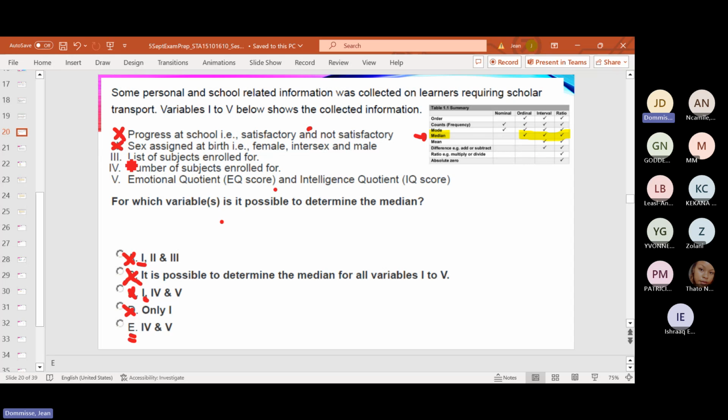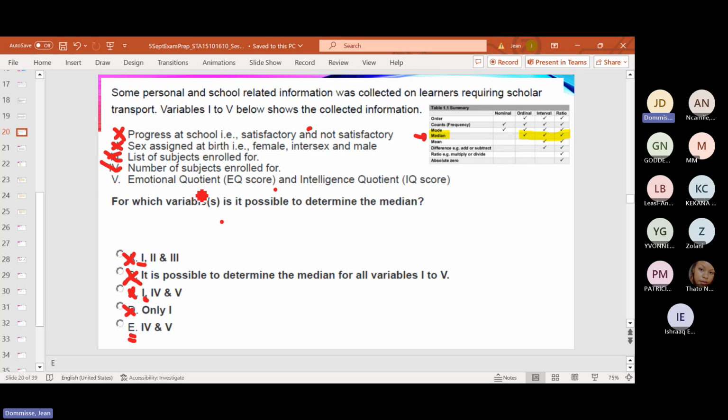So it is nominal. List of subjects enrolled for. So again, there's no order. So if you have stats, economics, accounting, there's no order in that. Number of subjects enrolled for. Okay, so one of you guys might be enrolled for 1, another one might be enrolled for 2, another one might be enrolled for 4. So that is ordinal, and we are able to work out the median. So we can work out what's the median of subjects that class is enrolled for.